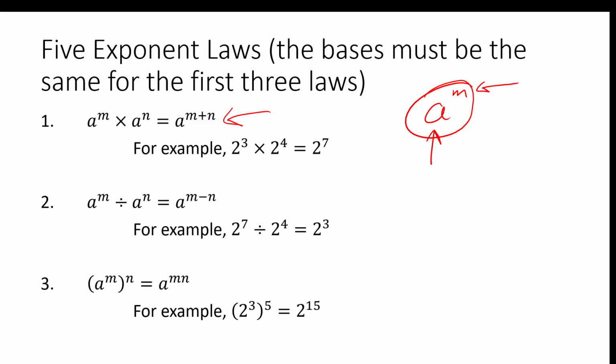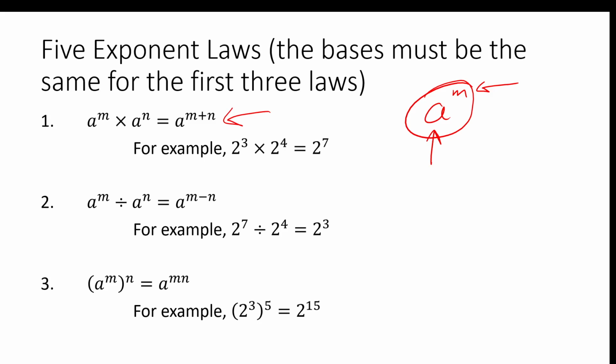So for example, 2 to the exponent 3 times 2 to the exponent 4 would equal 2 to the exponent 7. Now, if we had a to the m divided by a to the n, in other words, two powers with like bases, then what we'll do is subtract the exponents. We had a to the m minus n. So for example, 2 to the 7 divided by 2 to the 4 will be 2 to the 3.